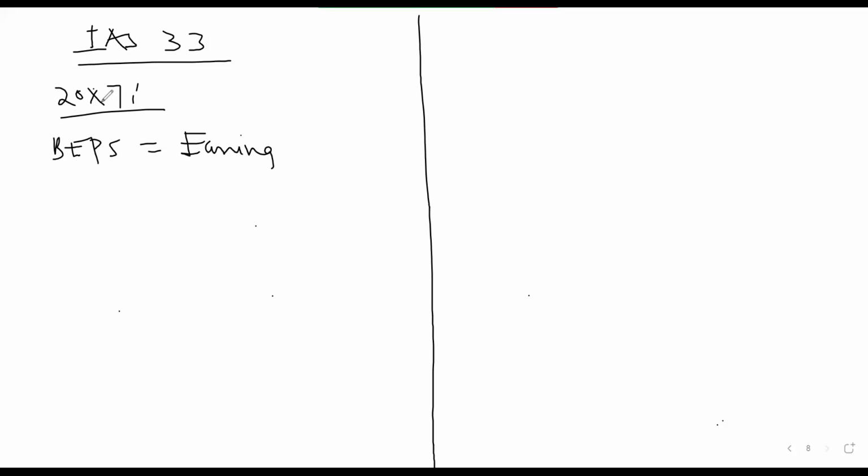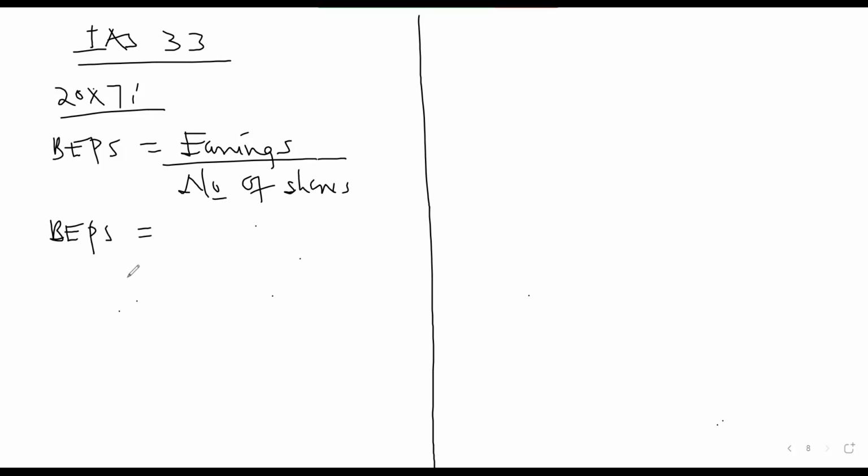For you people, you are not going to be examined on complex issues. Sometimes the question can be giving you the irredeemable preference shares. So the irredeemable preference shares, their dividends will be subtracted from the earnings. But redeemable ones are treated as debt instruments, so their dividend has been treated as a finance cost, which is already subtracted. So let's come to the basic earnings per share.